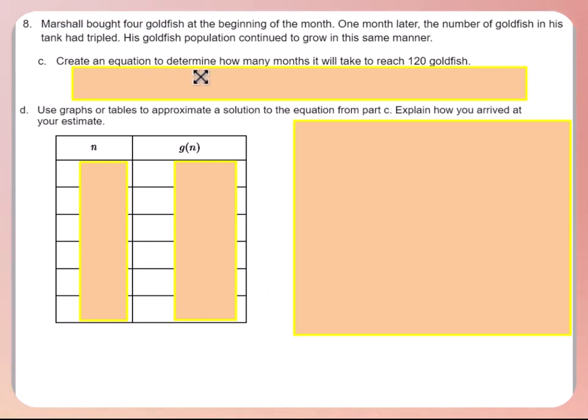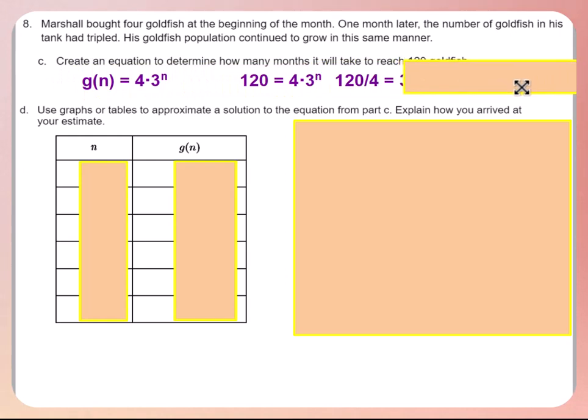All right, we want to create an equation to determine how many months it will take to reach 120 goldfish. So we have that function. We got that previously. G of n equals 4, our initial amount, times 3, the growth factor, to the n. So I would put 120. That's how many goldfish we're looking for. That's the output. Equals 4 times 3 to the n. I could divide both sides by 4, and I'm looking for a number that we raise 3 to in order to get 30. Because 120 divided by 4 gives us 30. That's the way to do it algebraically.